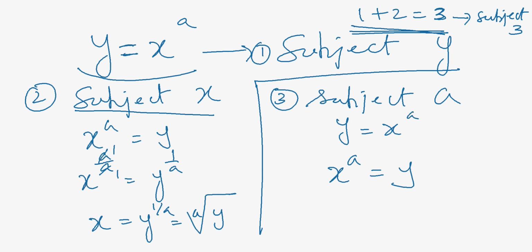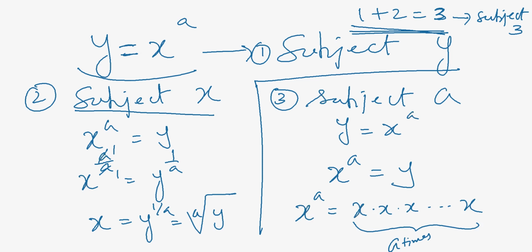Then how to bring the A to the base? That is asking the question, what is the meaning of this A? A is actually telling that X is getting multiplied repeatedly by itself A number of times. Do you see how beautifully the problem is telling us what to be done?